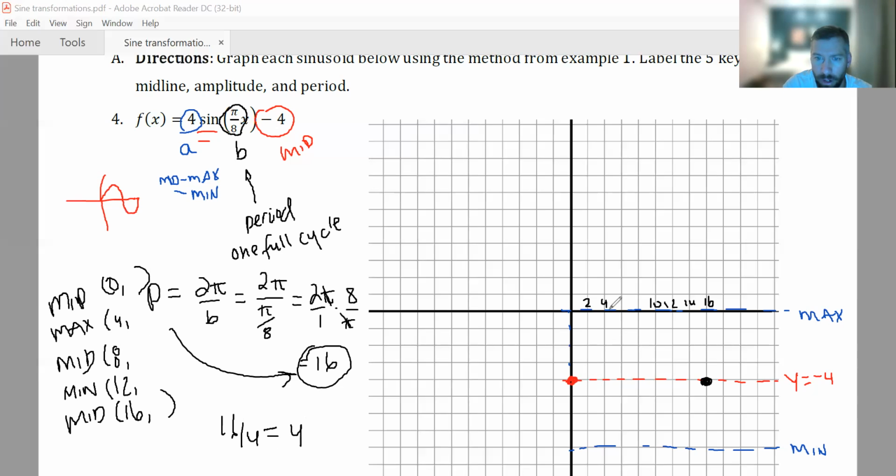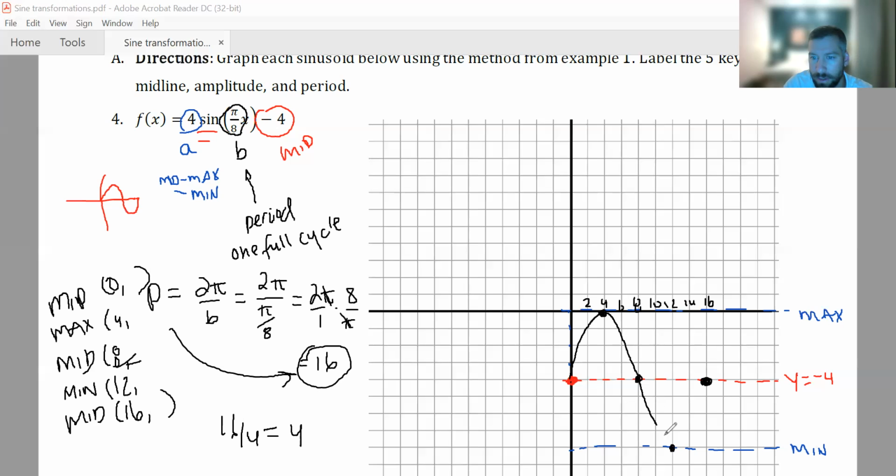Okay, I'm going to go to 4. I already have that annotated as my max. Then I'm going to go to 8. I have that annotated as my min. 6, 8. So I'm going to go back to the middle. Sorry, middle. And then the 12 is going to be my min. And then I get to 16 in the max.